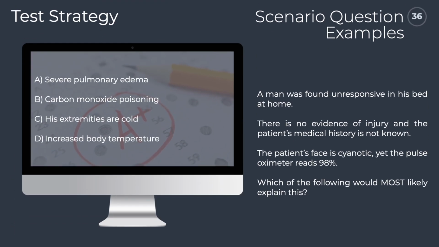Moving quickly on, a man found unresponsive in his bed at home. There is no evidence of injury, and the patient's medical history is not known. The patient's face is cyanotic, and yet the pulse oximeter reads 98%. Which of the following would most likely explain this? Is it A, severe pulmonary edema, B, carbon monoxide poisoning, C, his extremities are cold, or D, increased body temperature? Take a moment and work through this problem.